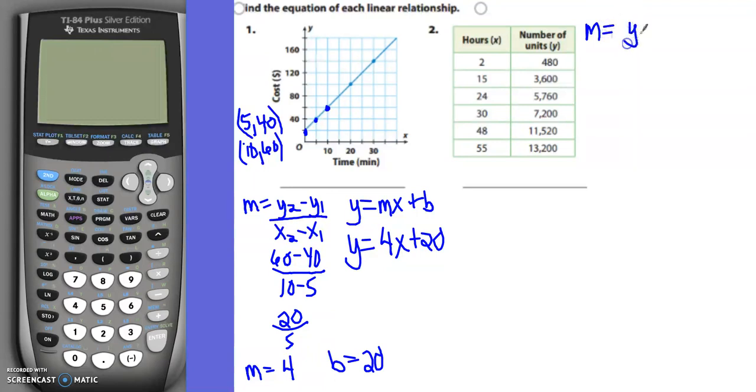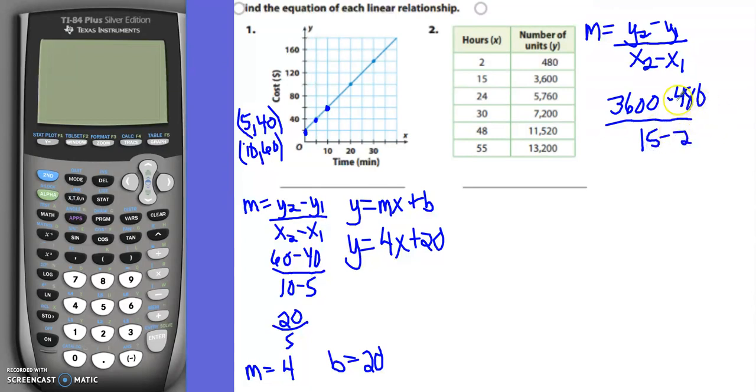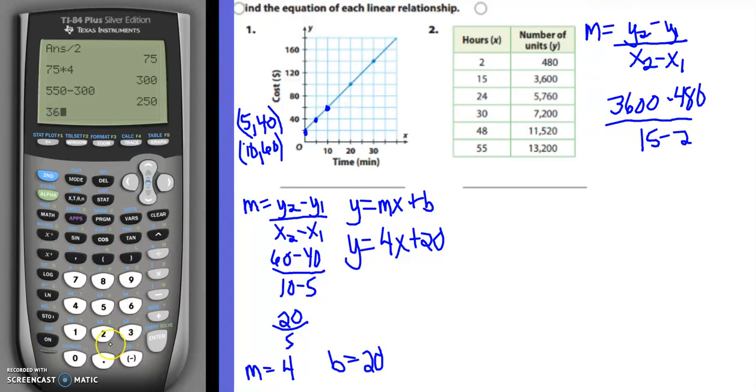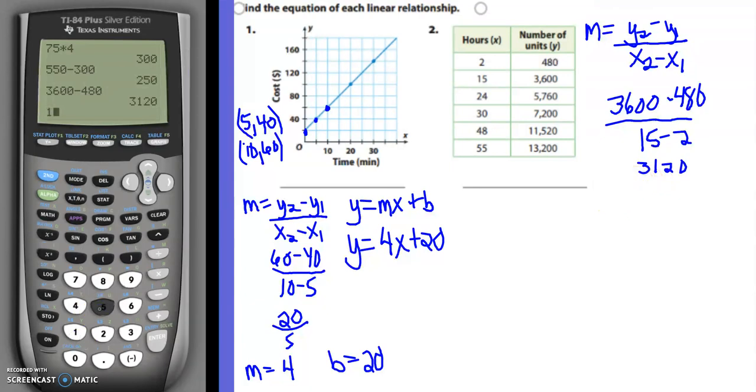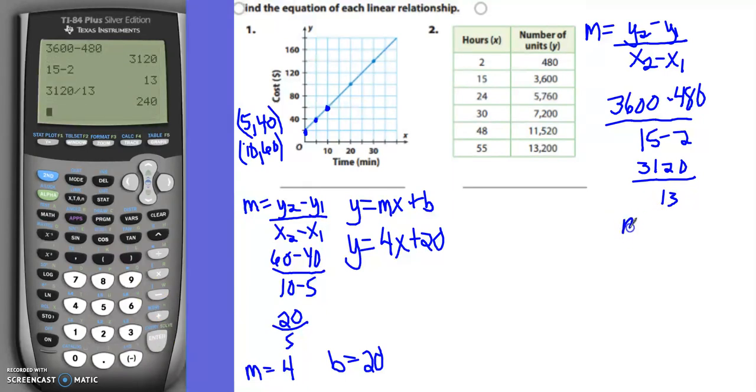On number 2, we're going to find the slope, which is the change in y over the change in x. So we can pick any 2 points, so I'm just going to pick the first 2. 3,600 minus 480, and 15 minus 2. 3,600 minus 480 is 3,120. 15 minus 2 is 13. So 3,120 divided by 13 is 240. So the m is 240.